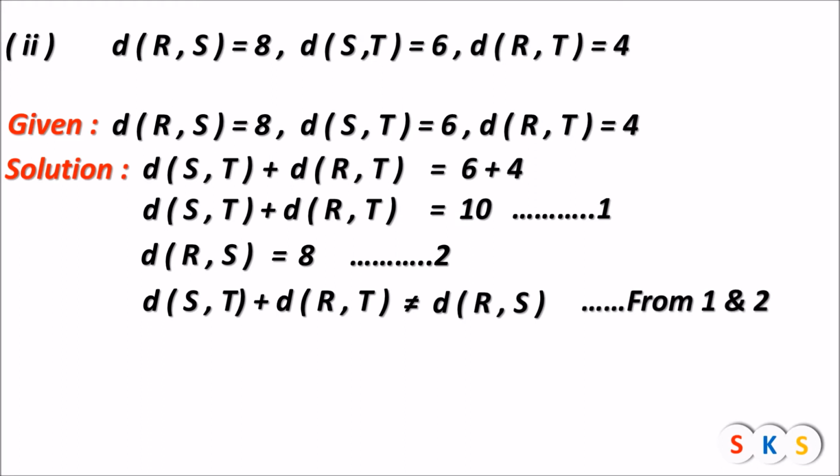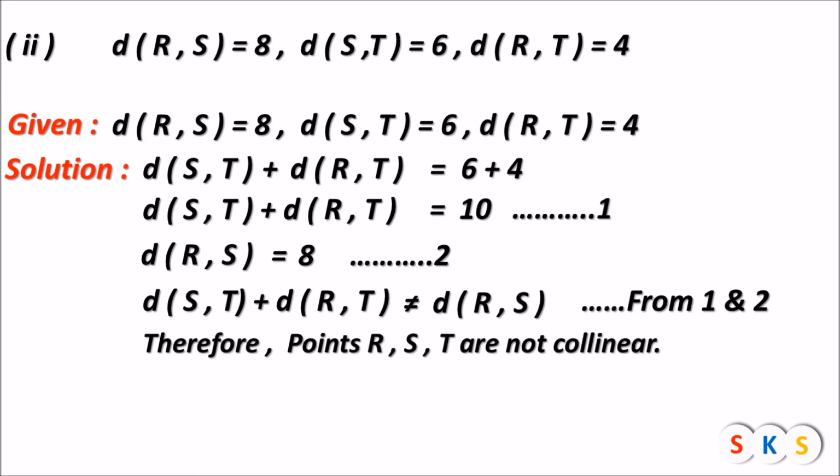And we know that if the sum of two smaller distances is not equal to the greater one, then the points are non-collinear points. Hence, points R, S and T are not collinear.